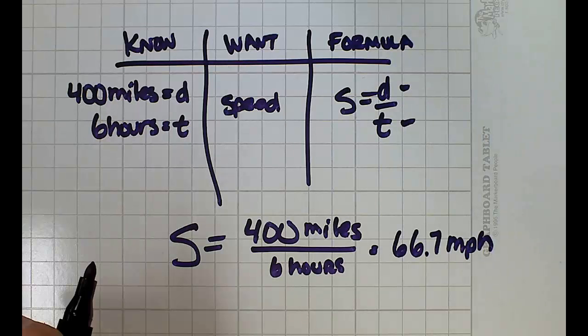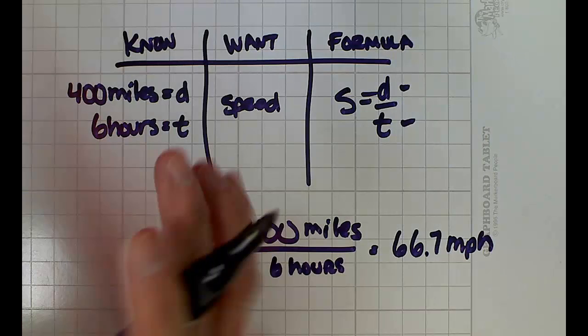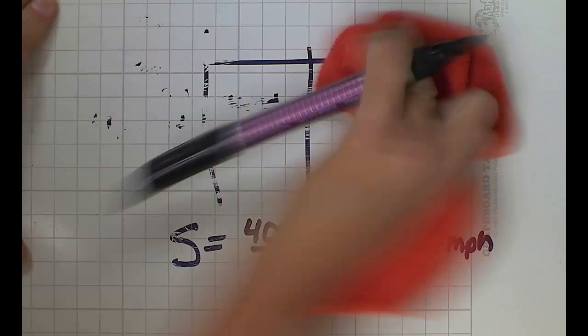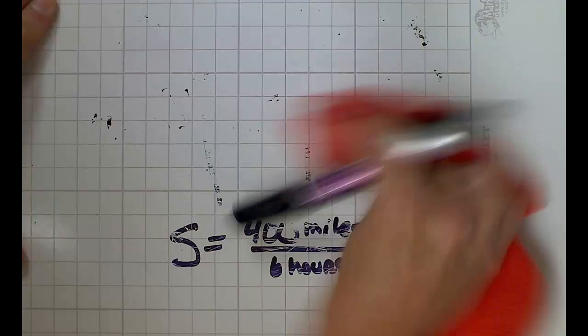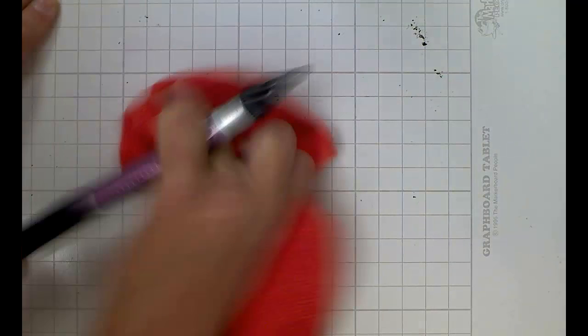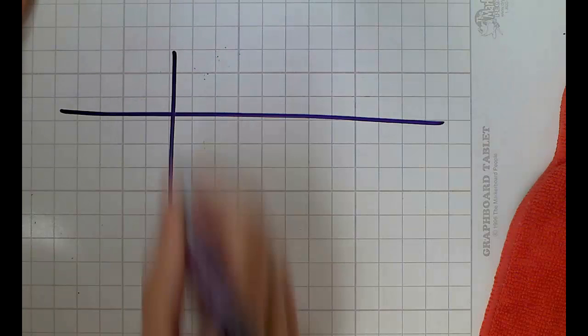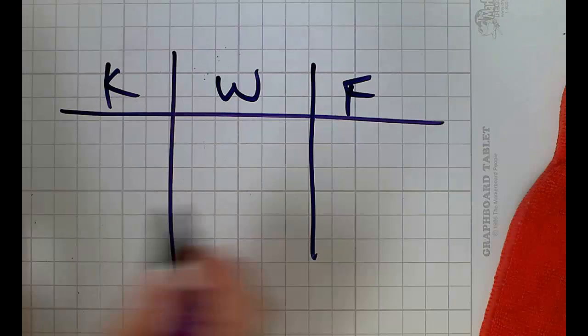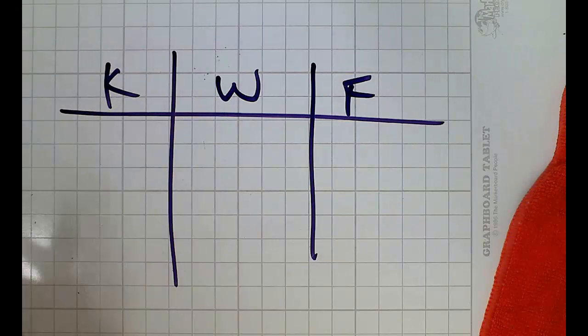Now sometimes instead of writing the whole word out, I will simply write the initials out, and that makes it a little bit faster. But every single time I'm faced with a word problem, I make a know, want, and formula grid. So it may look something like this. I don't use a ruler, it's not pretty, but it organizes my knowledge and my information.